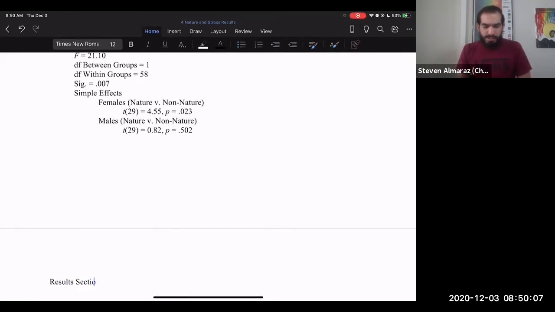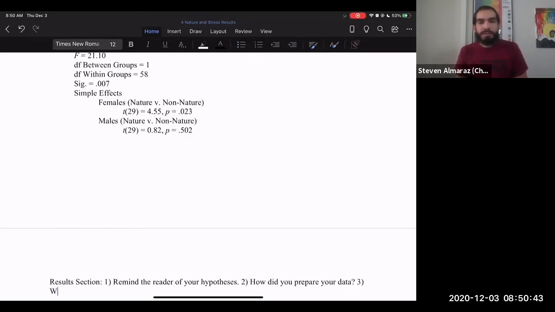Results section. Okay, we have 4 parts. The first part was remind the reader of your hypotheses. I can't tell you how hard it is to type when I'm talking at the same time. All right, first is remind the reader of your hypotheses. Second is how did you prepare your data? The third part is what were the results?